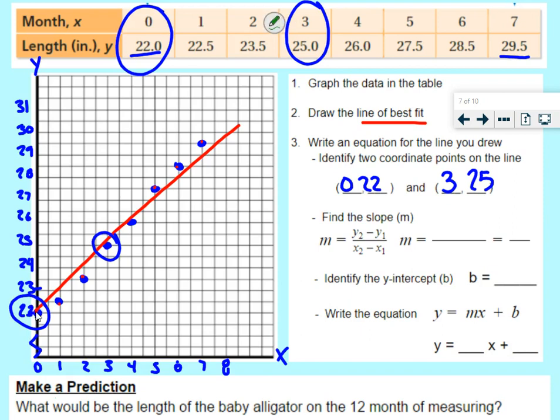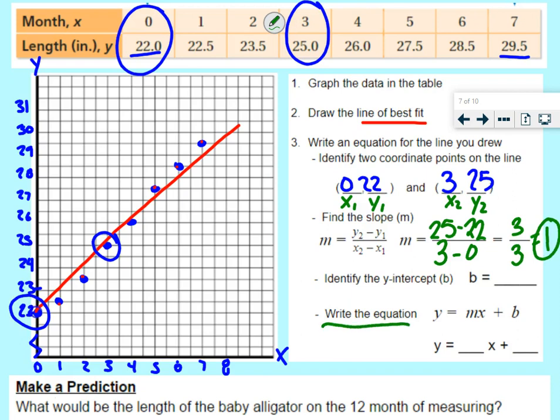Now we're reviewing what we did before we went on winter break. Find the slope. Use that slope formula: x1, y1, x2, y2. You guys are going to get sick of slope, but we're going to really hammer it in this semester. So 25 minus 22, y2 minus y1, over x2 minus x1. 25 minus 22 is 3. 3 minus 0 is 3. 3 divided by 3 is 1. So our slope is 1.